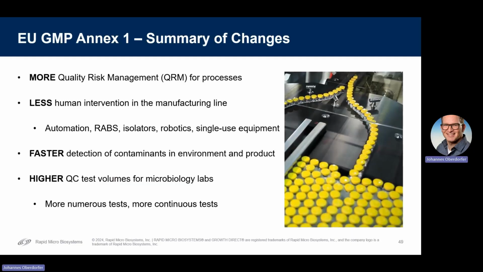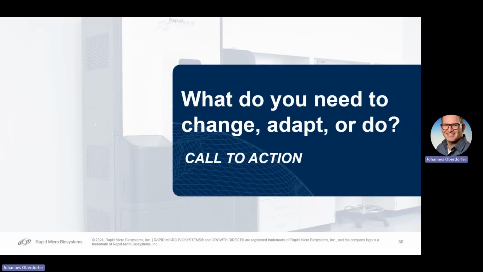And VFI systems may require continuous monitoring of TOC and conductivity indicators rather than discrete sampling. So the summary again: more quality risk management, less human interventions, faster detection of contaminants in environment and product, and higher QC testing volumes for microbial labs. At the end, what do you need and what do you need to change, adapt, or do?